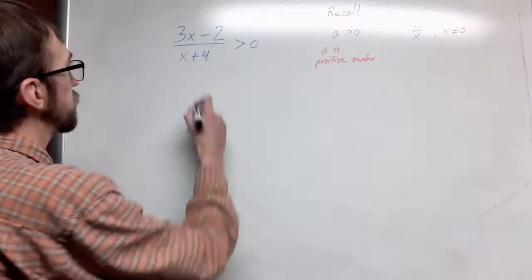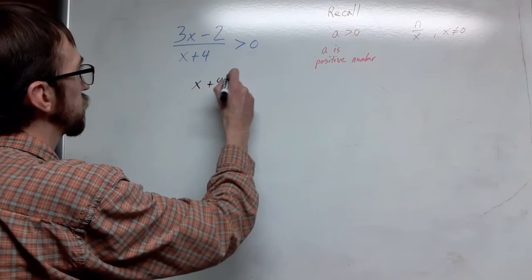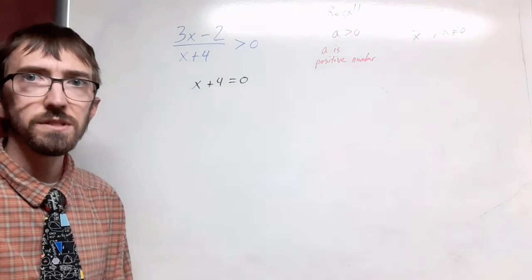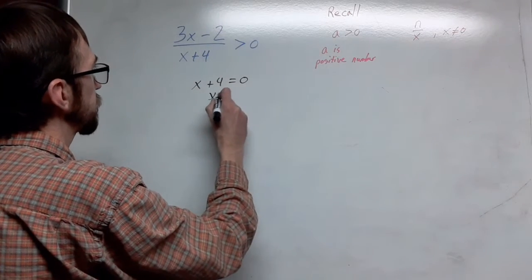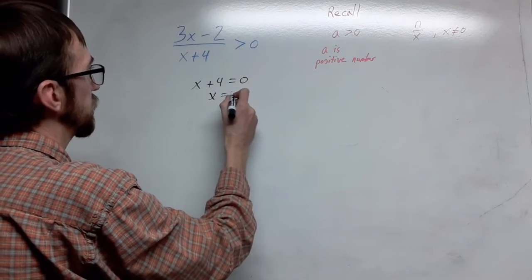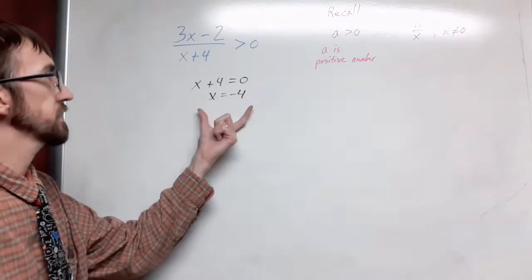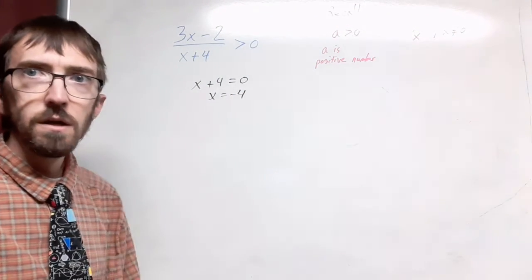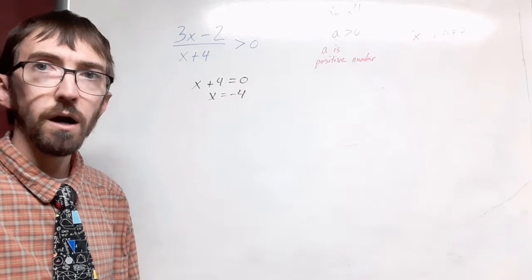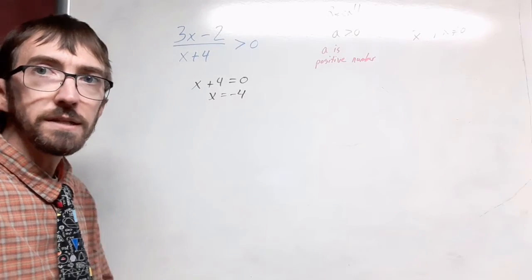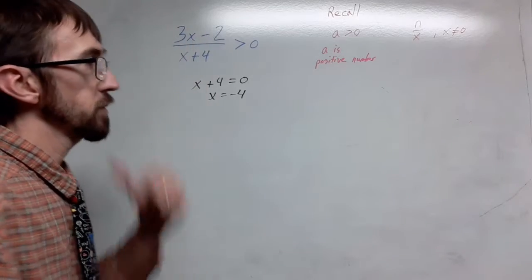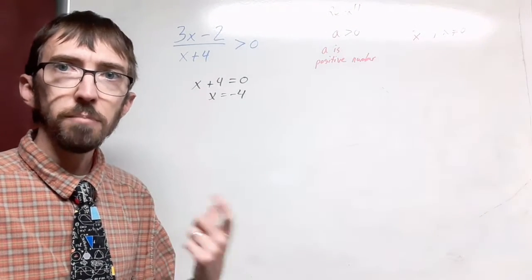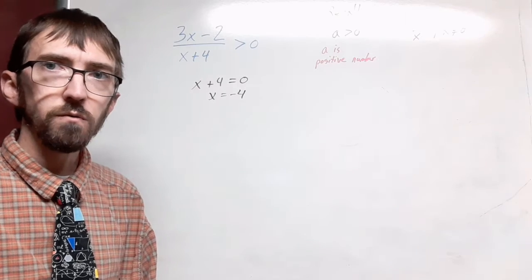So the denominator is x plus 4. We're going to set that equal to 0 and then solve for x. We subtract 4 from both sides, leaving us x equals negative 4. So negative 4 will not be in our domain. The next thing we have to do is find which x's we can plug into here and get a positive result.